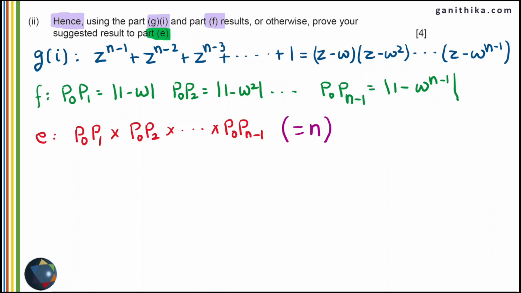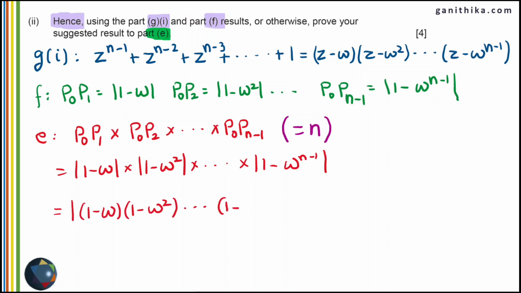Now let's take the product P0P1, P0P2 and P0Pn minus 1, and using F we can rewrite this in terms of these modulus, and we know that the product of modulus is the same as modulus of the products, so we can bring all the products inside one single modulus. Now is where you have to stop and think. How do you connect G1 with this part?